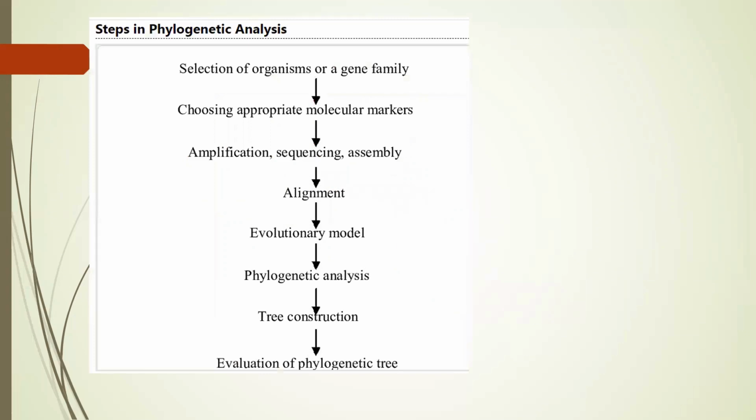The steps in phylogenetic analysis are: selection of an organism or a gene family, followed by choosing appropriate molecular markers, amplification, sequencing and assembly, alignment of the gene, and then building the evolutionary model, phylogenetic analysis and reconstruction, and then the evaluation of the phylogenetic tree. There are various software packages available for the construction of the phylogenetic tree.